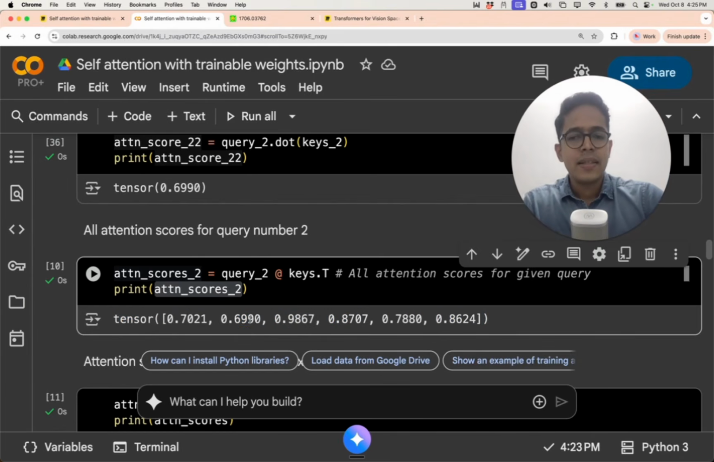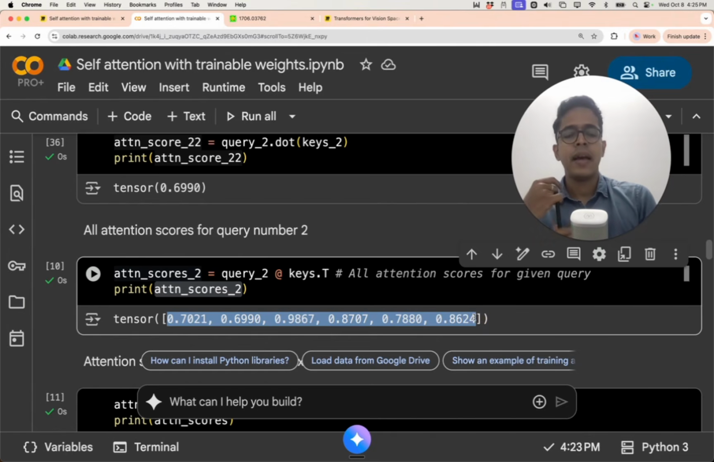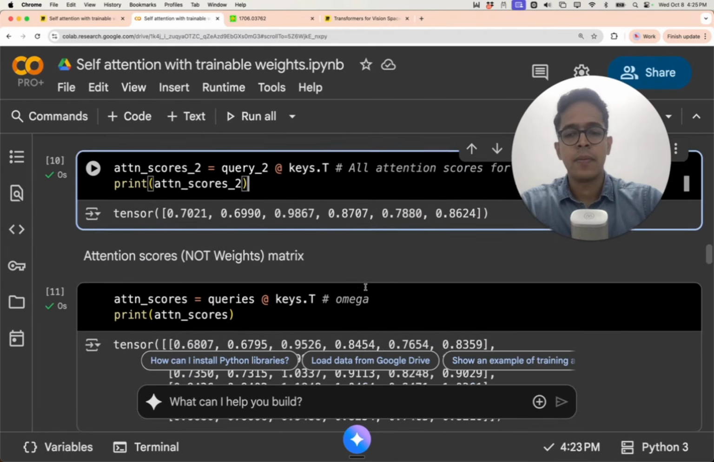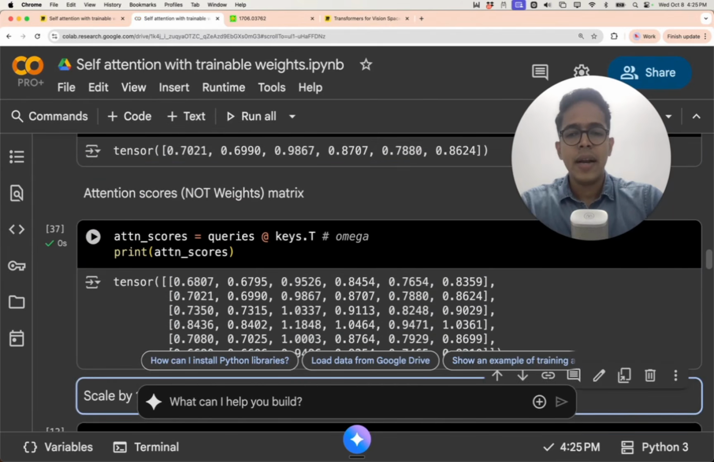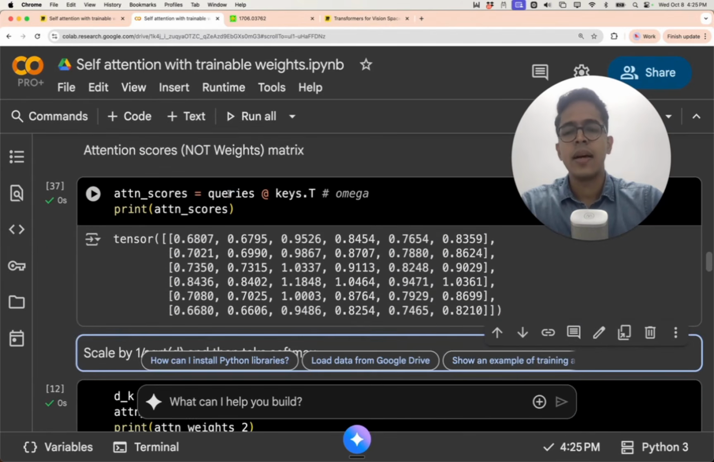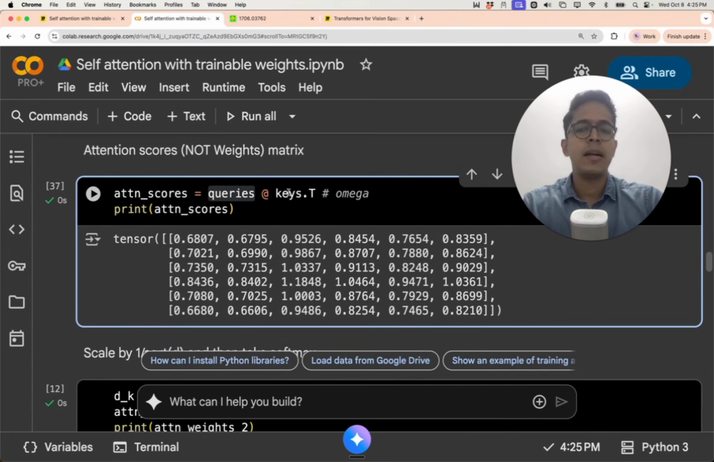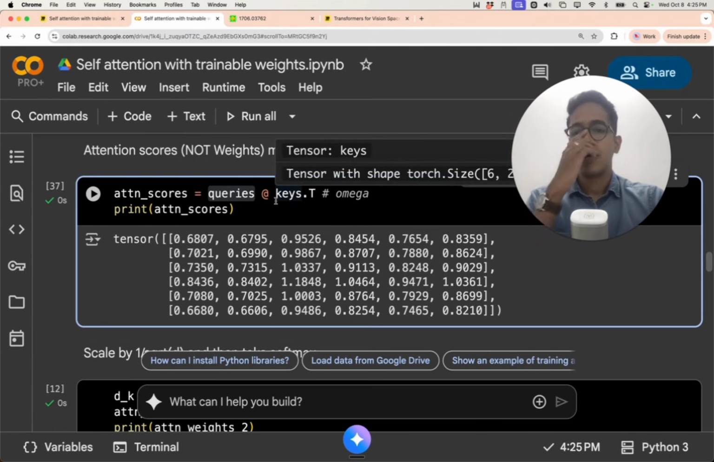Now, obviously, these attention scores will not add up to 1 because we have not normalized, we have not scaled it, and we have not passed this through softmax. So these will not add up to 1. Now, if I want to see the whole attention score, I can simply run this. So attention scores are nothing but query multiplied by key transpose. Query is a 6 by 2 matrix. Key is also a 6 by 2 matrix.